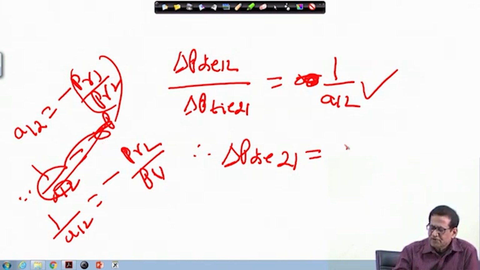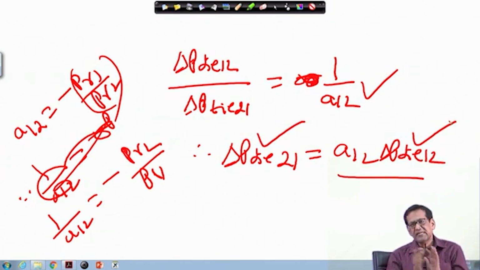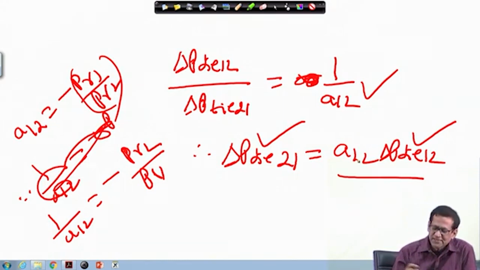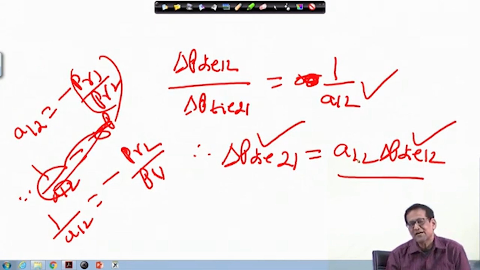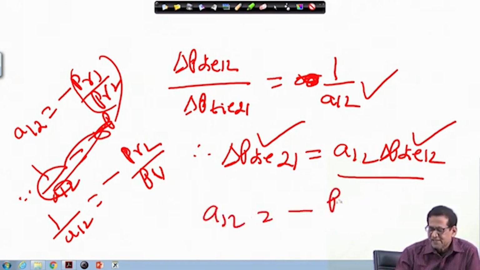Therefore, delta P_tie21 will be A12 into delta P_tie12, right. But note that it is in per unit, but in real unit your delta P_tie12 and delta P_tie21 are the same, but in per unit this thing has to be changed, right. If both the areas' rated capacity is the same, then delta P_tie21 is equal to minus of delta P_tie12, right. Otherwise, for this per unit thing, you have to multiply by this area capacity ratio: delta P_tie21 is equal to A12 times this thing. So, our A12 is actually minus P_r1 upon P_r2, right.